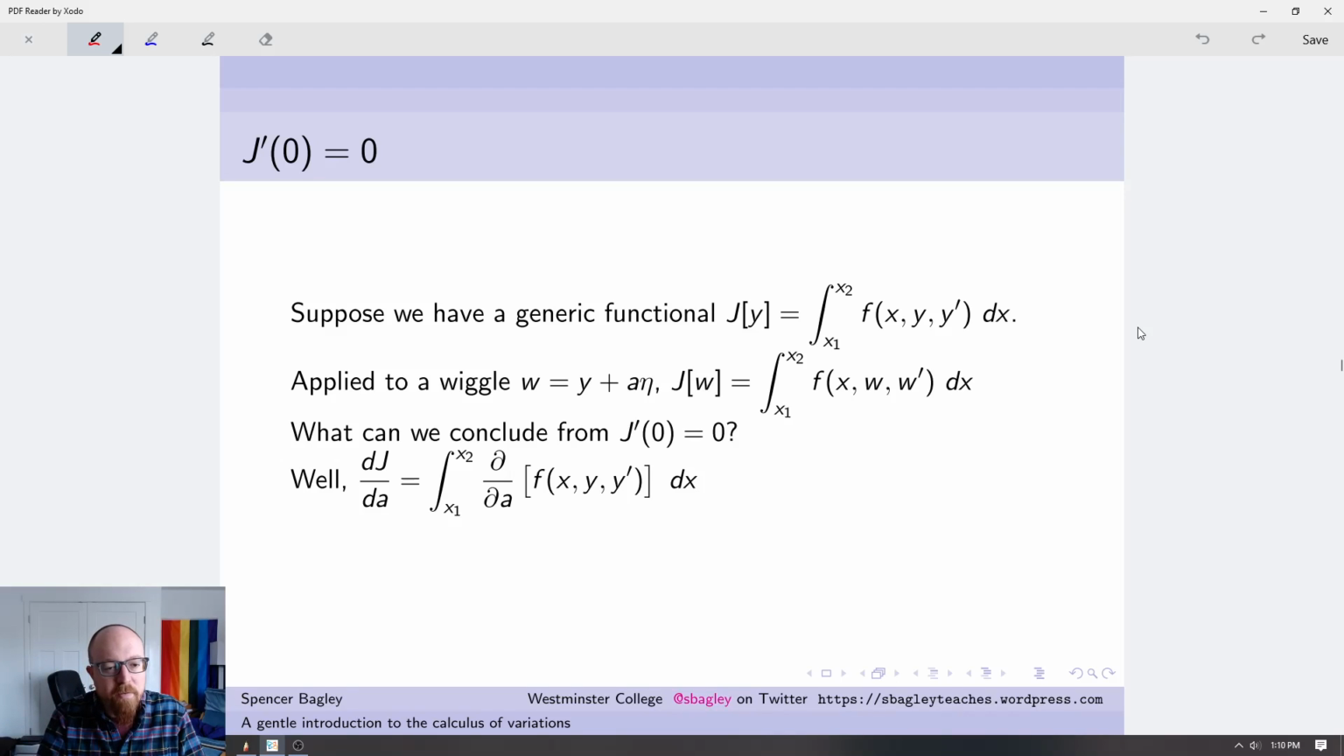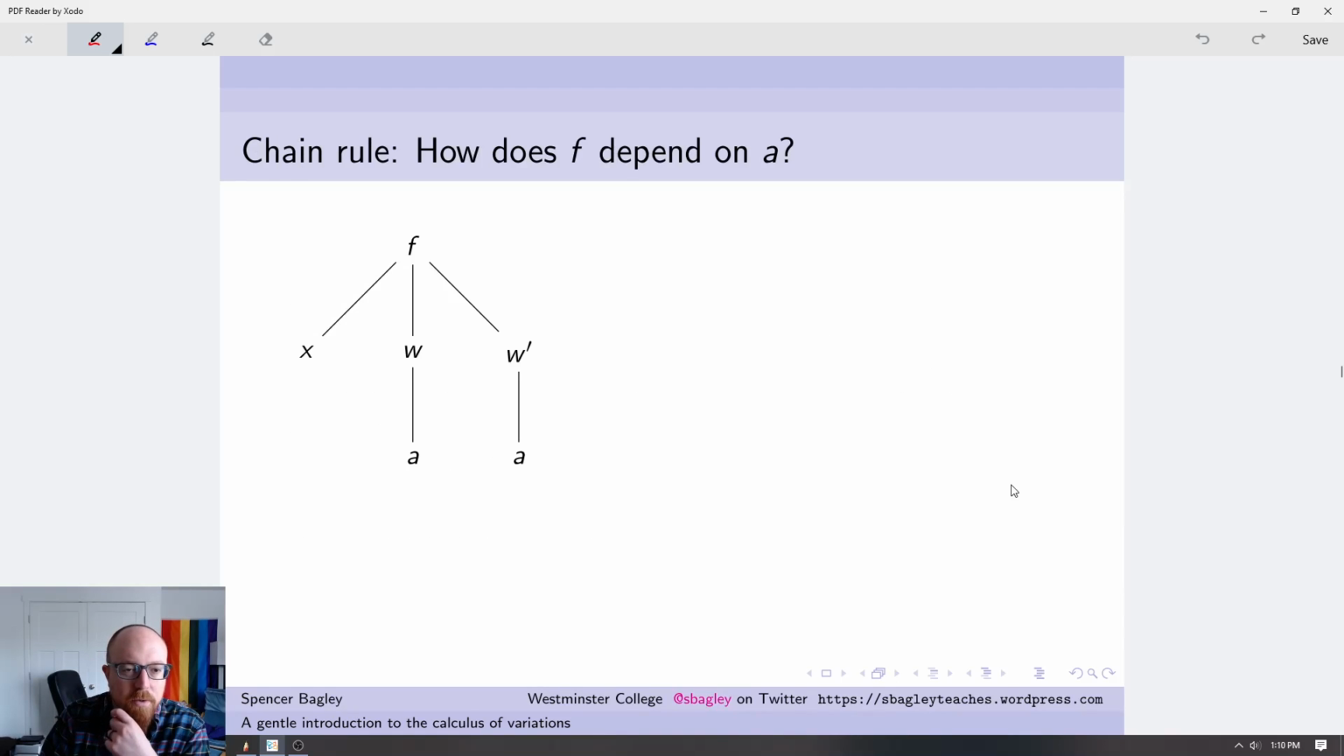Well, the derivative of j is the integral of the partial derivative, right? Differentiating under the integral sign. What is that partial derivative going to look like? It's going to be weird. So f really depends on x, and it depends on w, and it depends on w prime. And x doesn't depend on a, but both w and w prime depend on a. And so then if we use the chain rule, we can write down an expression for partial f partial a, which is this business.